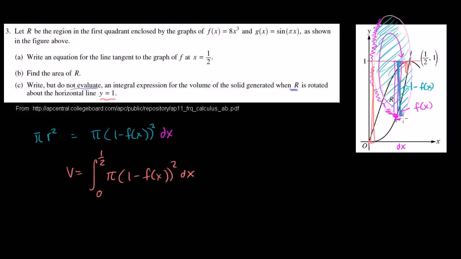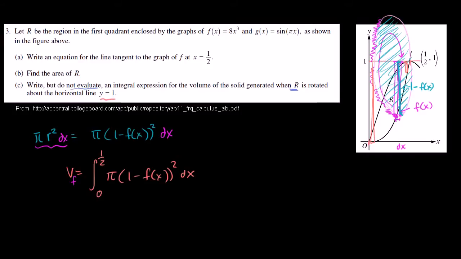This is the volume if I were to just rotate f of x around y is equal to 1. And actually, I should just write dx here. And so this expression, I just did that so they really are equal. This is obviously just the volume of each of those disks. So this is the volume if I were to take f of x around y equals 1. Let me call this volume of f of x.